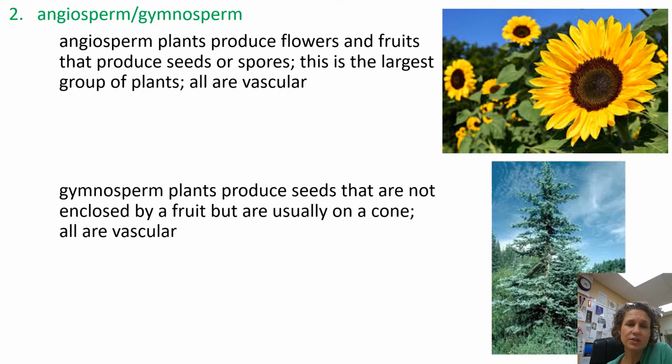Some protection for the seed and the spores in the fruit or in the flower. Gymnosperm seeds are obviously a little bit more open, but again are protected on a cone. Those cones, if you've ever picked up a pine cone, have kind of sharp little edges to them, which helps them snag onto the fur of an animal as it goes by, and then the seed is transferred that way. So just different ways that they are made.